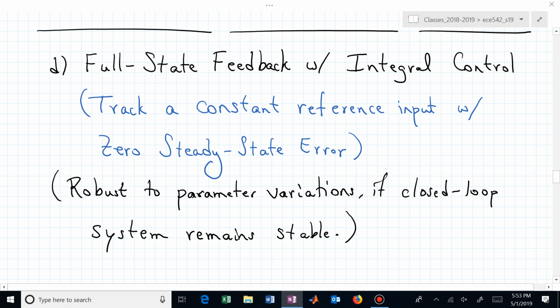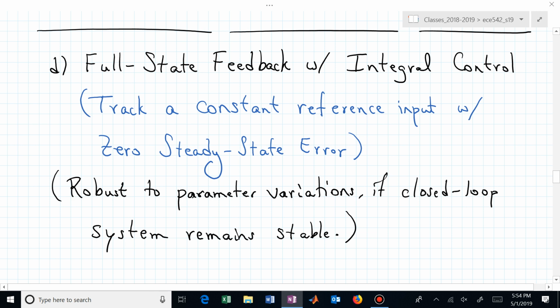Anyway, part D, full state feedback with integral control. And this is actually going to help overcome that susceptibility problem I just referred to in C. Remember when we applied integrators in our transfer function based design? As long as we kept our closed loop system stable, that integrator was very helpful in giving us zero error to constant inputs. We could track any constant input that we wanted as long as we had the system closed loop stable. And that is what this approach is going to allow us to do.